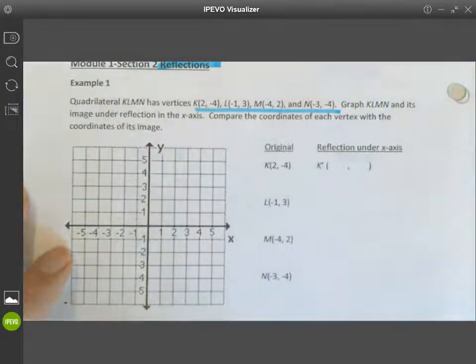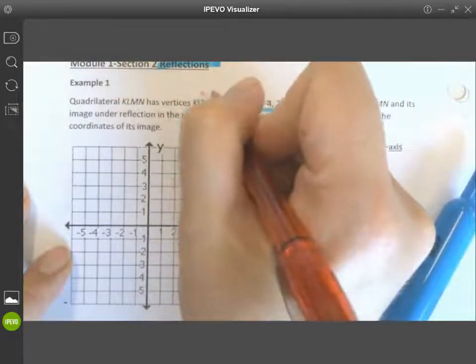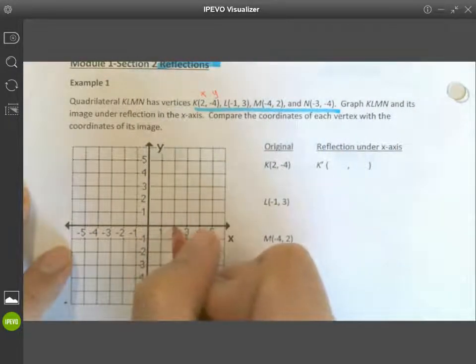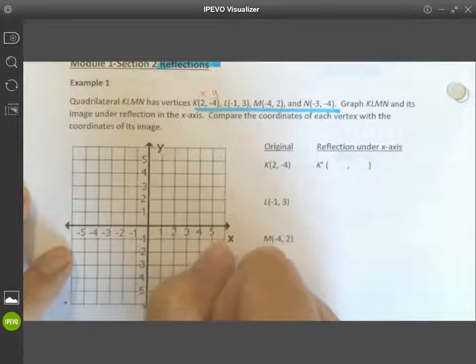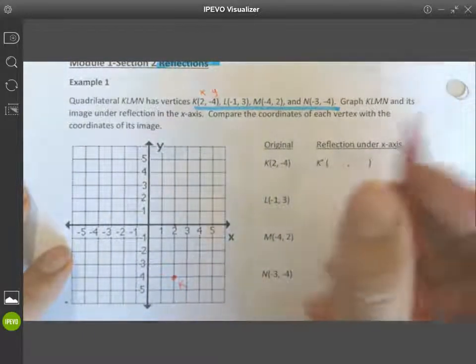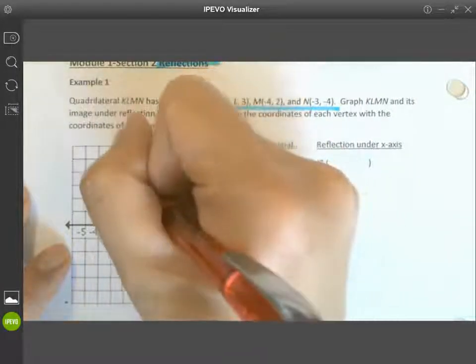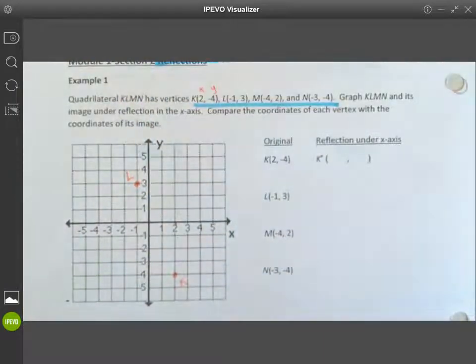So where is K? Remember, it always goes X and Y. So what's X? 2. So go over to the right 2 and then go down 4. So watch your order and label it K. All right, then plot L, -1, +3. There's L. So go ahead and connect these.